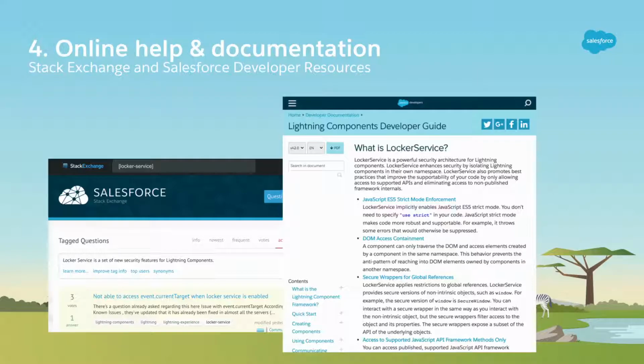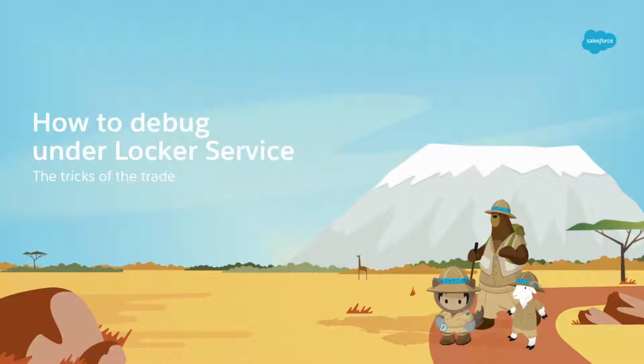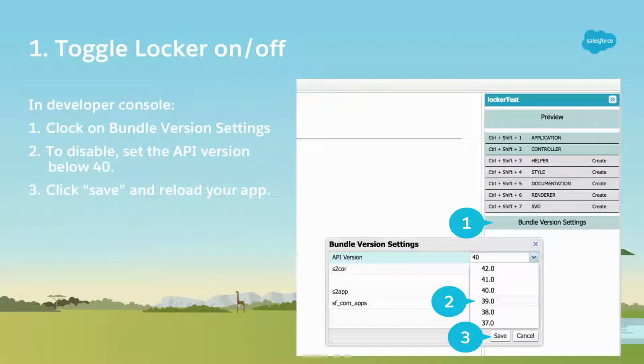Now, a quick review on debugging. I'm going to mention only two things. Surprisingly, they're not well known. The first one is that you can turn Locker on and off easily. By default, it's enabled. So what you do here is, on the right side, we are in Developer Console. The last item at the bottom of your resources is the settings, and you can change the API version to any number below 40, and Locker will be disabled. So you can use that to debug your code, see what's the behavior Locker on, Locker off.